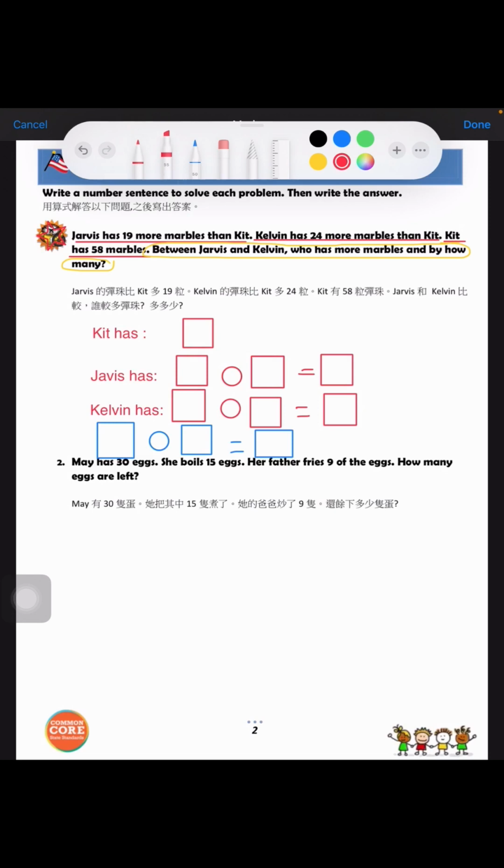First, how many marbles does Kit have? He has 58 marbles. How about Jarvis? The question states that Jarvis has 19 more marbles than Kit. So we may use duplicate. Jarvis has 58 marbles added by 19 equals 77.